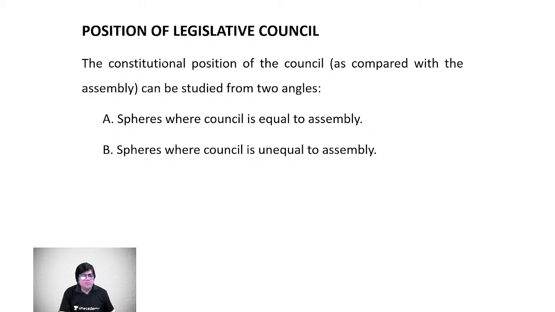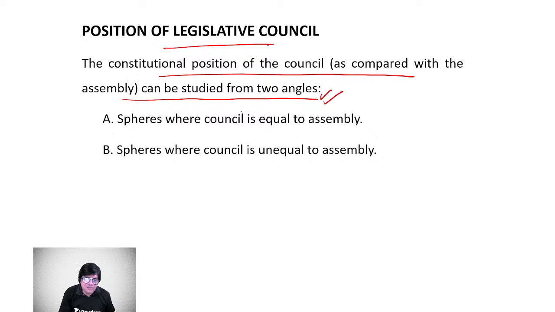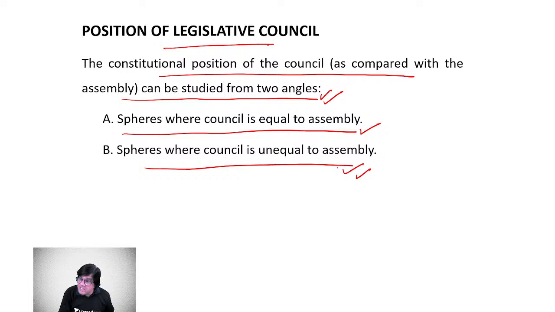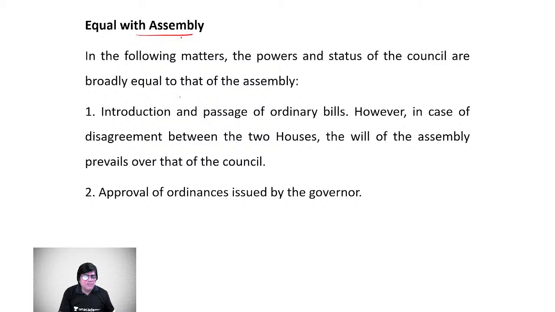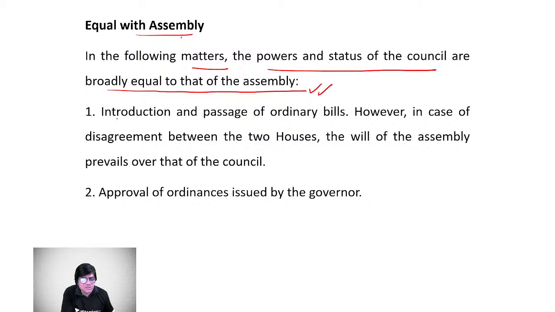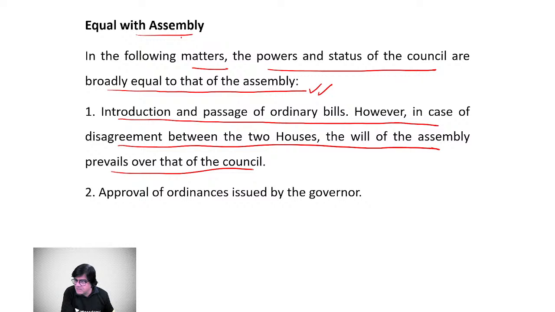And now, the position of the Legislative Council, if you see the constitutional position of the Council compared with the Assembly, can be studied from two angles: spheres where the council is equal to the Assembly and spheres where the council is unequal to the Assembly. Now, equal with the Assembly, there are certain matters where the powers and status of the council broadly are equal to that of the Assembly. What are these matters? For example, introduction and passing of ordinary bills. However, in case of disagreement between the two houses, the will of the Assembly prevails, right?